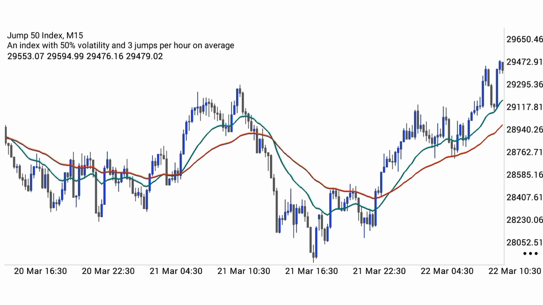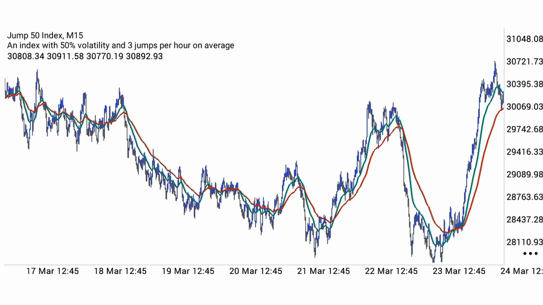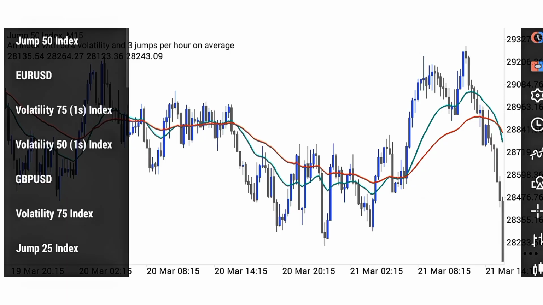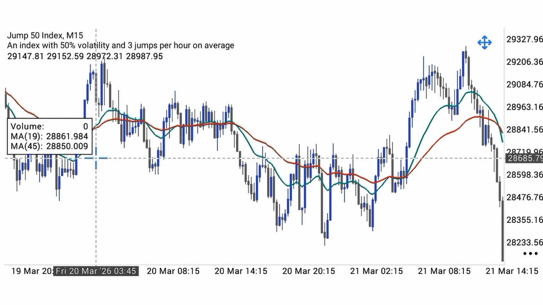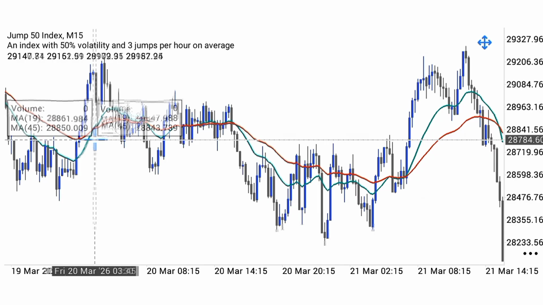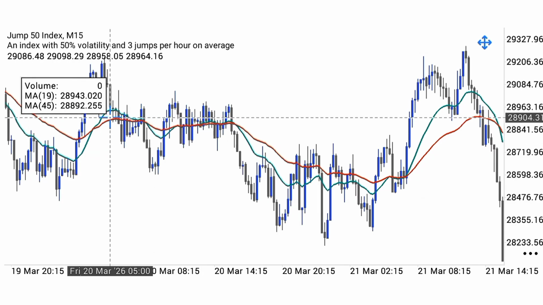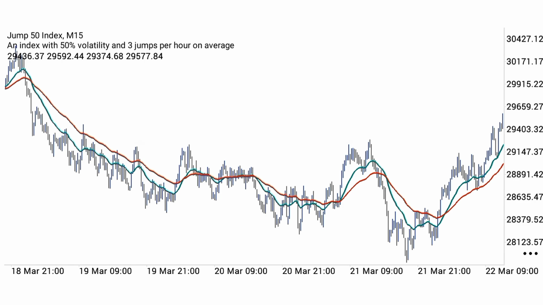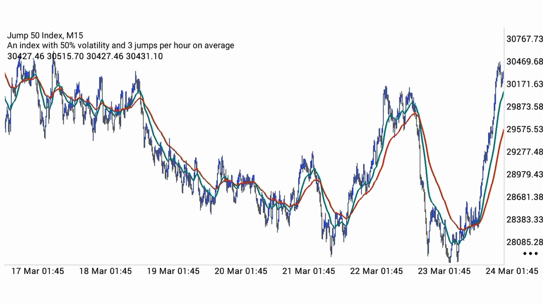But sometimes you see that the moving averages are very tight. Like for example here, this is trying to tell you that the market is moving in a very choppy way, or it is in a range. There are three trends in the market. We have the uptrend, and we have the downtrend, and then we have the range.